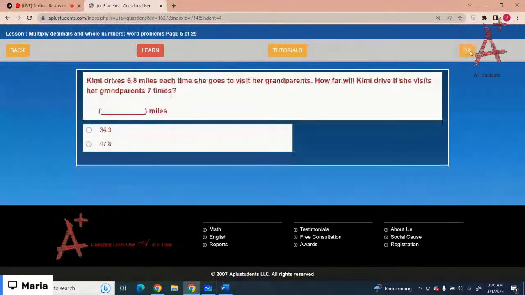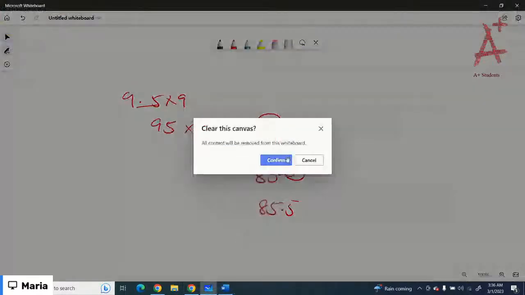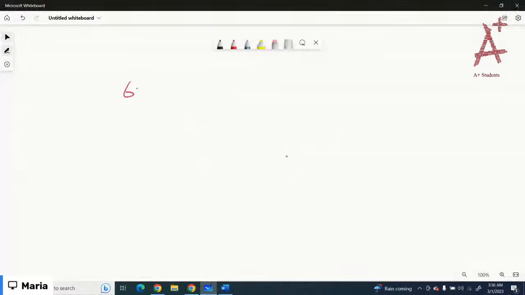The next one is Kimi drives 6.8 miles each time she goes to visit her grandparents. How far will Kimi drive if she visits her grandparents 7 times? So you have to do 6.8 times 7. Got it?